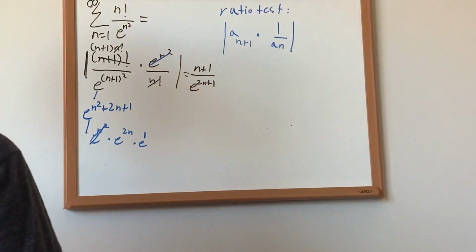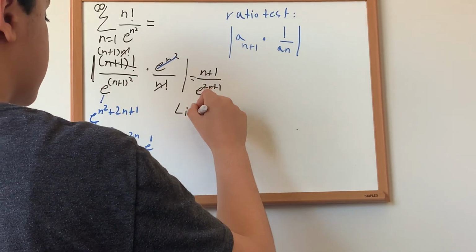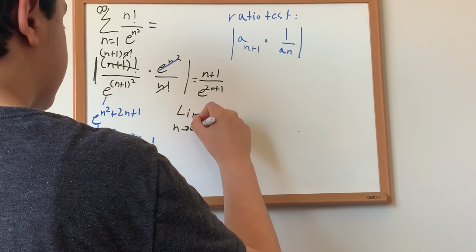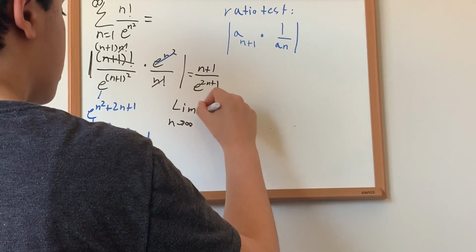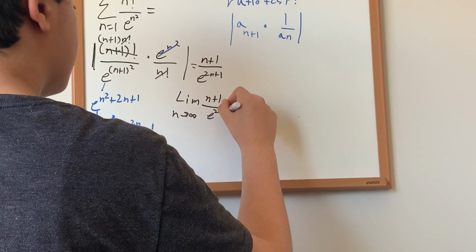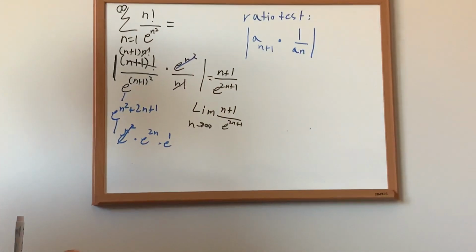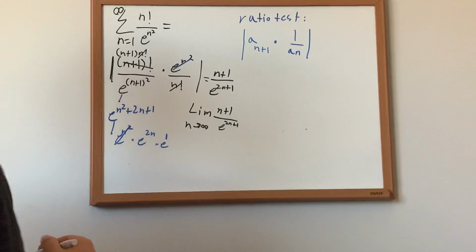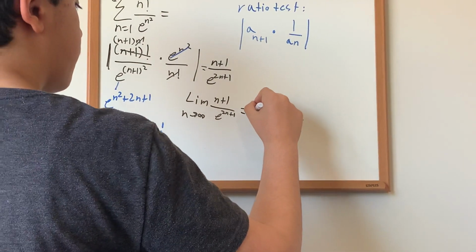And now the last step is to take the limit as n approaches infinity of n plus 1 over e to the power of 2n plus 1. Because the denominator is way bigger than the numerator, we can say that this approaches 0.